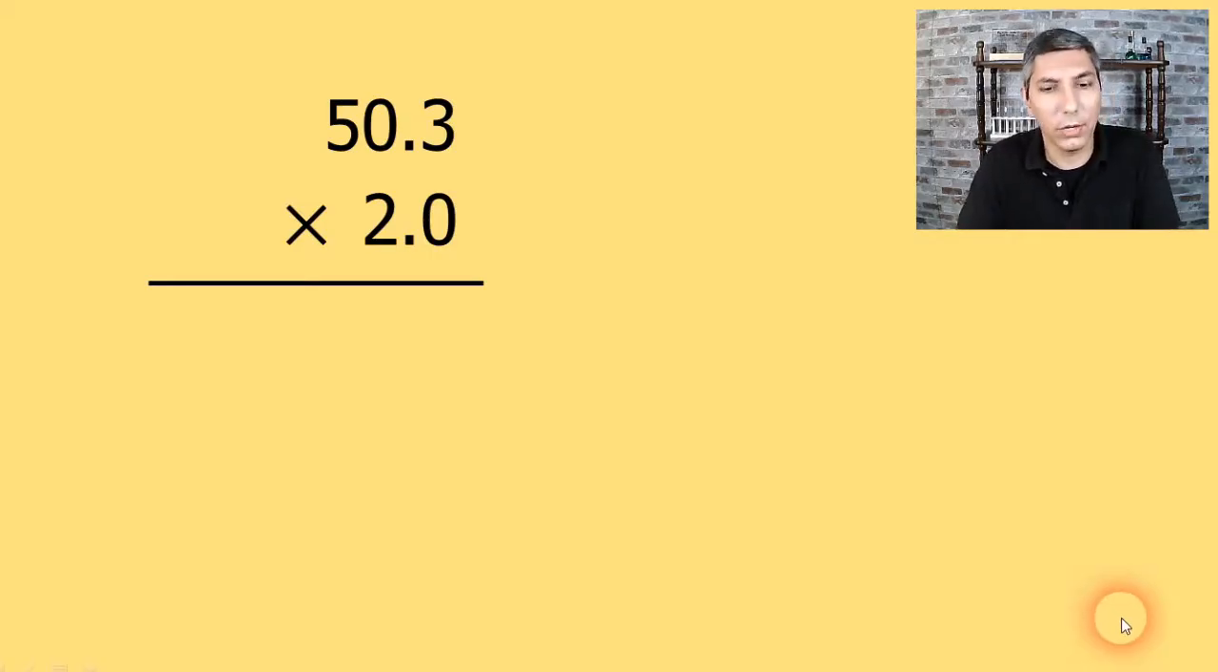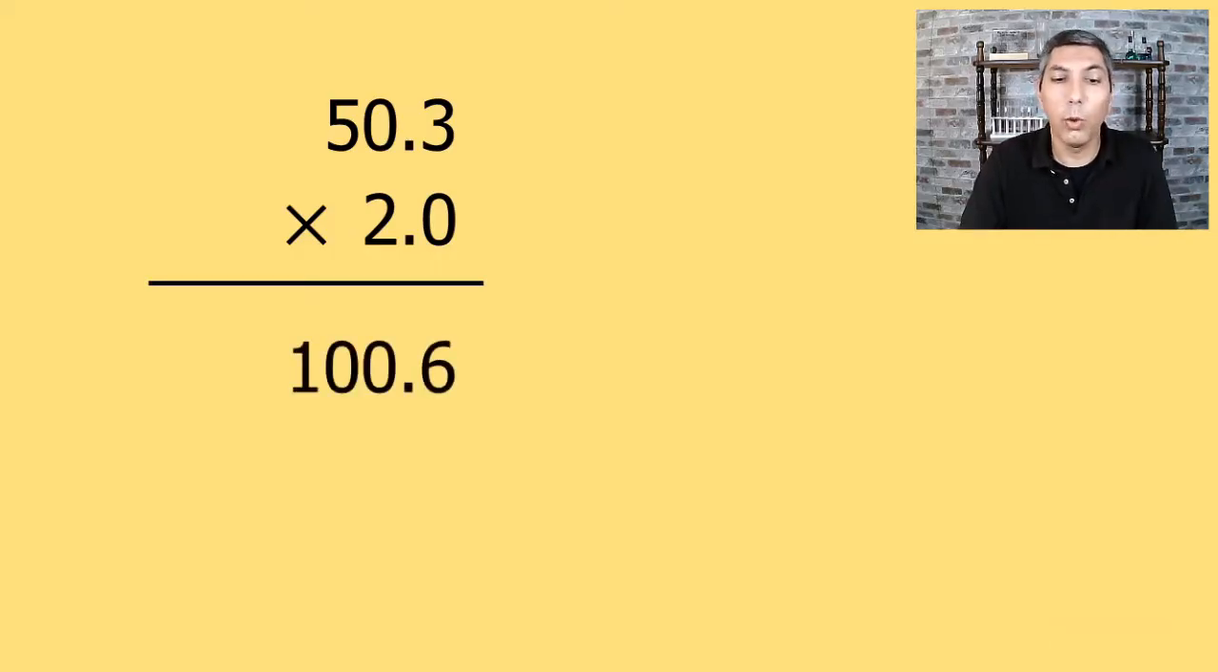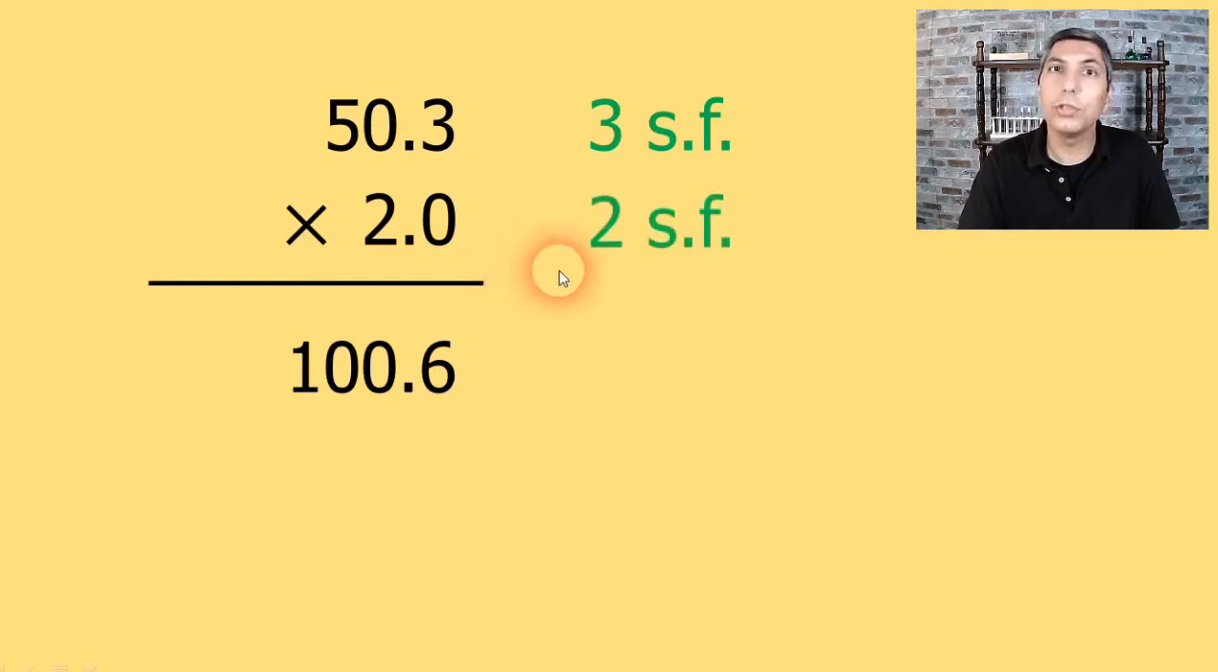How about this multiplication? We have 50.3 times 2.0. So once again, we're going to multiply this on a calculator, and you'll get an answer of about 100.6. So we're counting significant figures again. So in that first number, looks like we have 3 significant figures, since that middle zero is significant. In the second value, we have 2 significant figures, since the ending zero is significant because there's a decimal point.